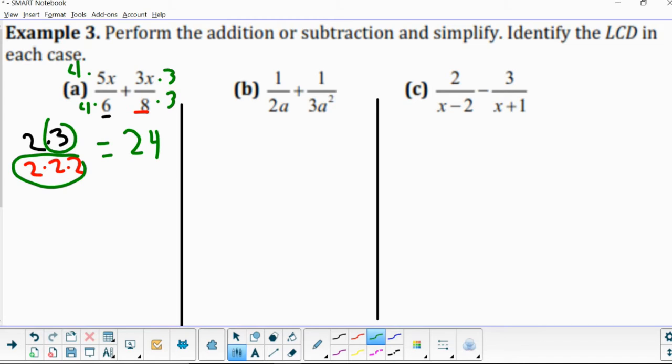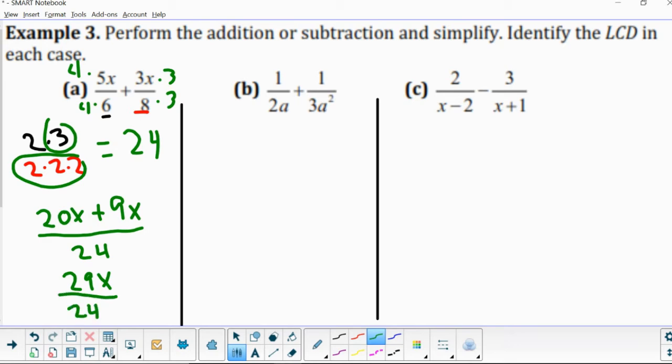So now I'm going to do 4 times 5x, 20x, plus 3x times 3, that's 9x. Now they're all over 24, right? That's how we can combine them. So 20 plus 9 is 29x all over 24. A couple different ways. So does that reduce at all? No, it doesn't. Good. So again, you could have multiplied the first fraction by 8 top and bottom, the second fraction by 6. Then you just would have more reducing to do at this last step. You would definitely have to reduce it.